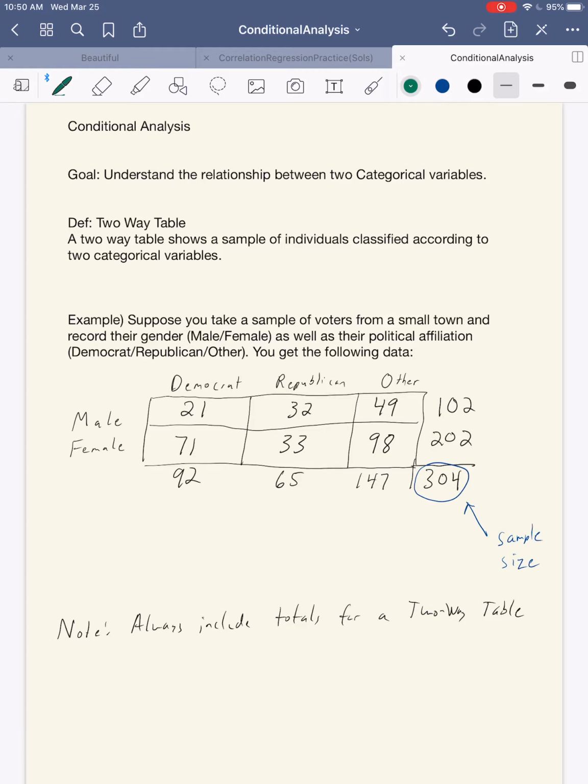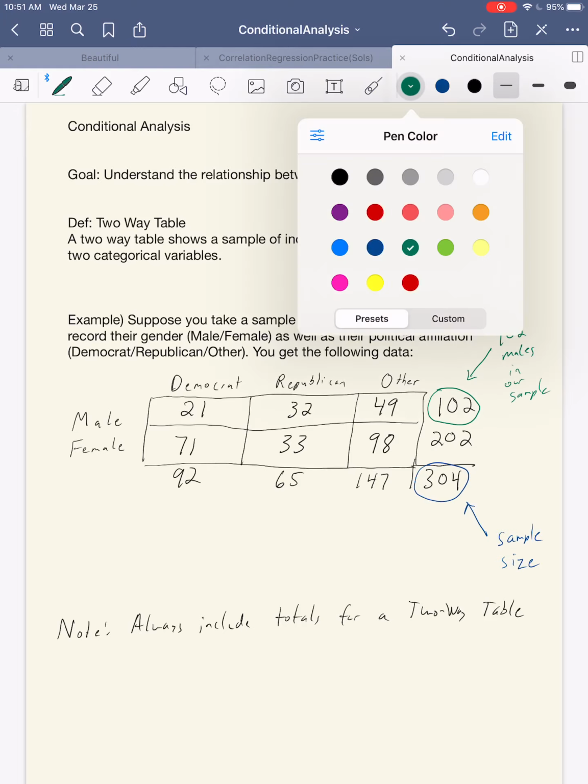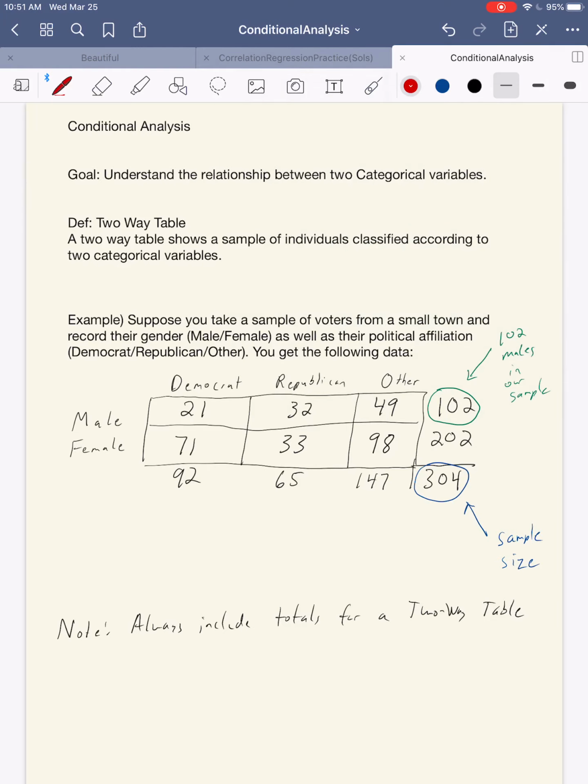So let's talk about what some of these other values mean, right? Let's think about what this 102 right here would mean, right? That was the row total for males. This would mean that we had 102 males in our sample. So what this means is that in our sample, we had 102 males, regardless of their affiliation. So we had 102 males in our sample overall. All right, let's get a nice different color here. Let's think about what this 92 represents. Well, this 92 here would mean that we had 92 Democrats in our sample.